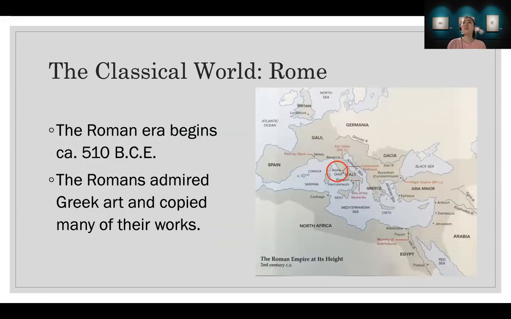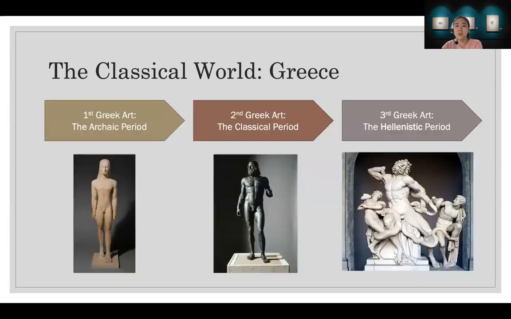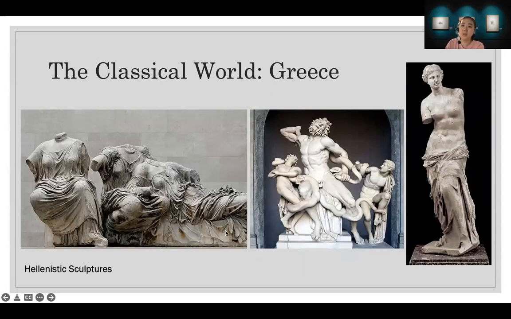Now let's move on to Rome. The Roman era begins about 510 BCE and it overlaps the Greek era. The Romans admired Greek art and copied many of their works. So most of the Hellenistic sculptures we just saw, the sculptures of the last Greek period, are not the originals. They are not made by Greek artists. These are all copied works by Roman artists.